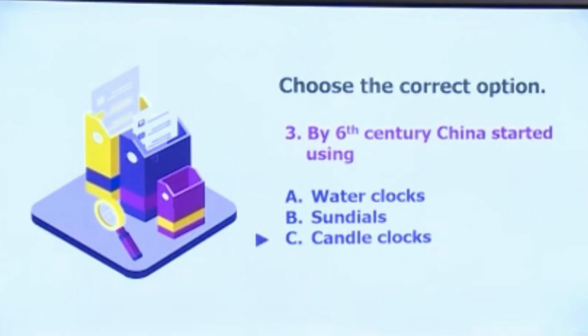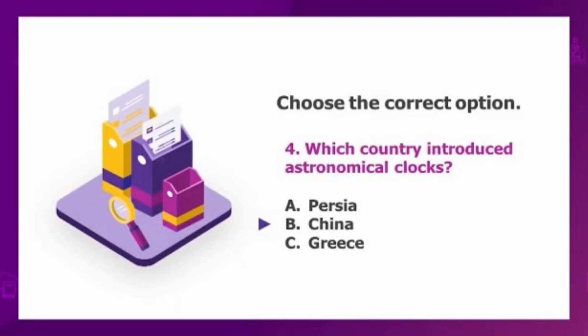Correct answer is C. Candle clocks. The last question, which country introduced astronomical clocks? A. Persia, B. China, C. Greece. It is B. China.